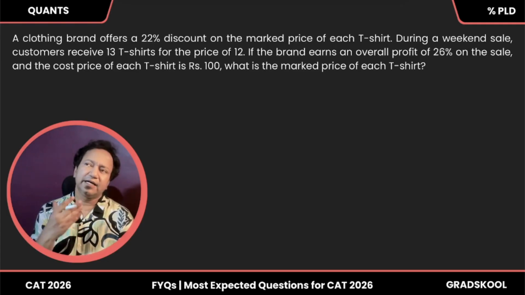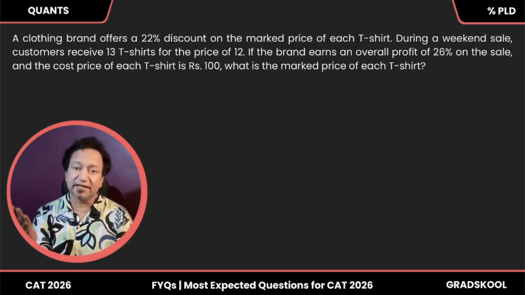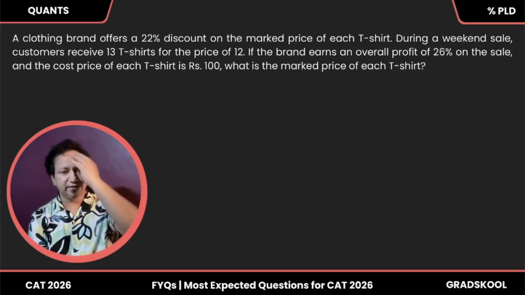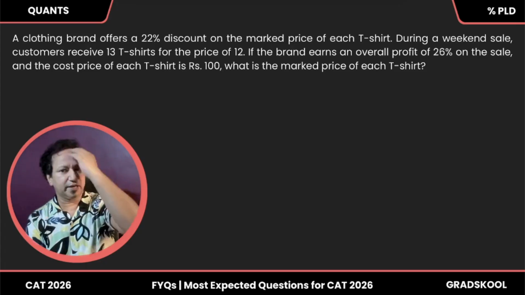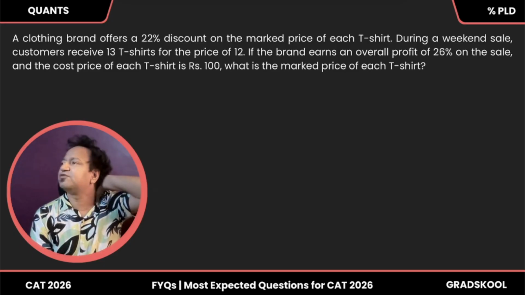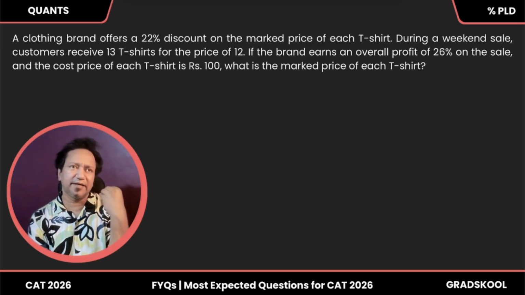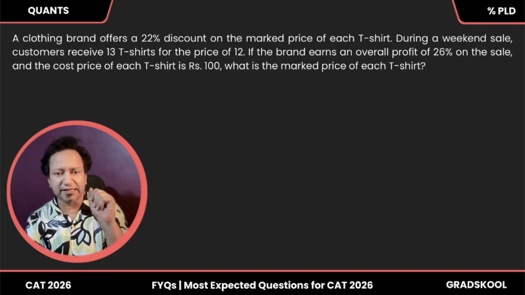That means if they pay for 12 t-shirts, they are getting one extra. That means 1 by 12. Okay, that is what we understand here. So we can say on the cost price of 12, they are getting one extra. Or from the discount point of view, on the price of 13, they're getting one discount.